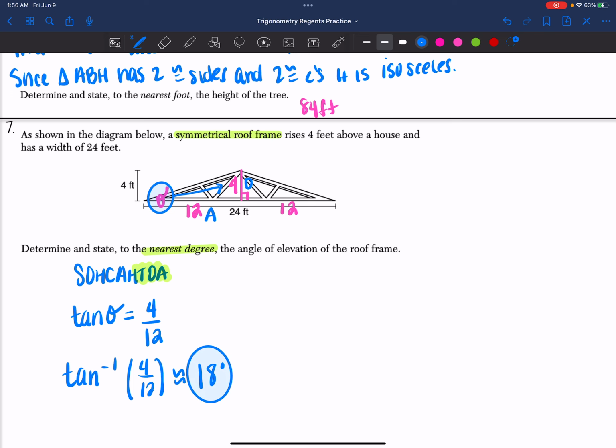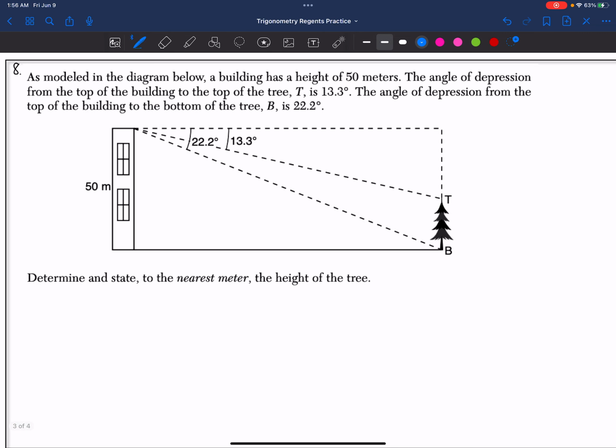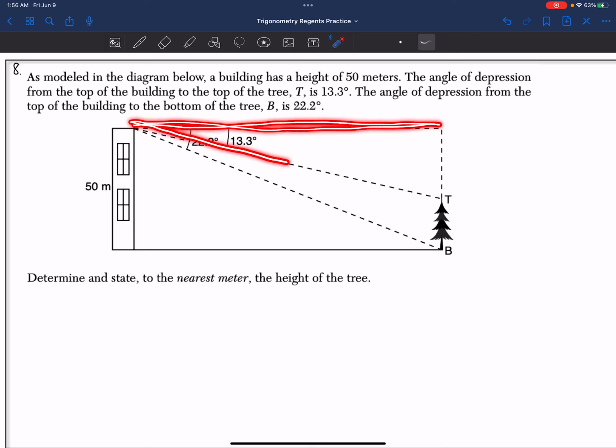All right, let's move on to number 8. As modeled in the diagram below, a building has a height of 50 meters. They were really nice enough to give us the diagram. This is great. The angle of depression from the top of the building to the top of the tree is 13 degrees. So what does that mean? From the top of the building, which is here, to the top of the tree, which is down here, the angle is 13.